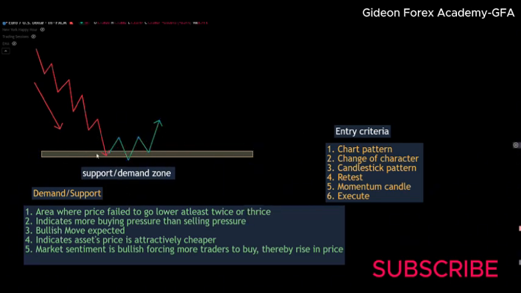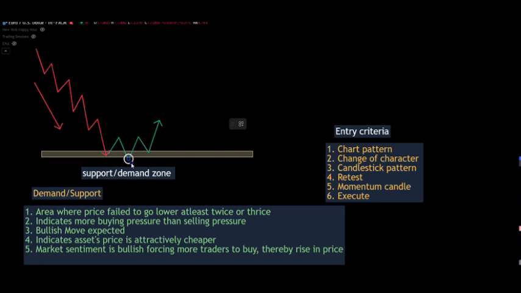So now at this area here at the support zone, you find that the price cannot break any longer below, so there is a lot of buying momentum. Okay, there's a lot of buying momentum. So here in this lesson we are using our chart pattern as an inverse head and shoulder in this case, because we are going to be looking at buying.